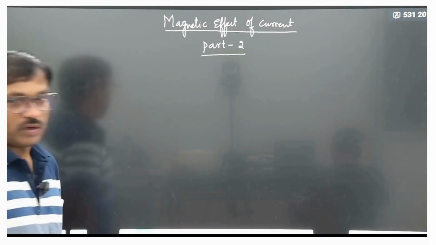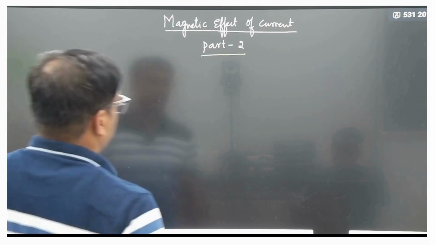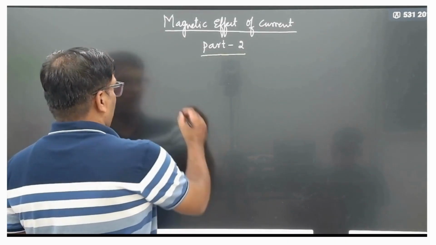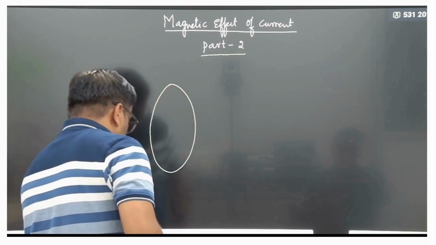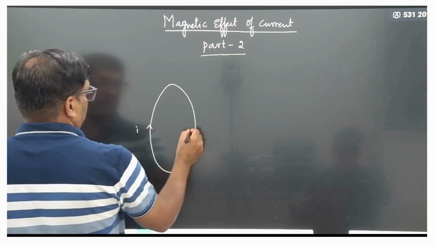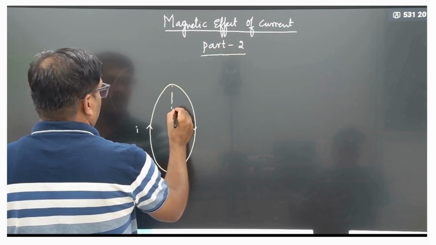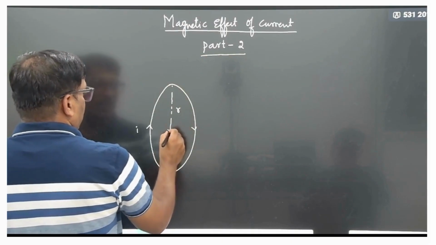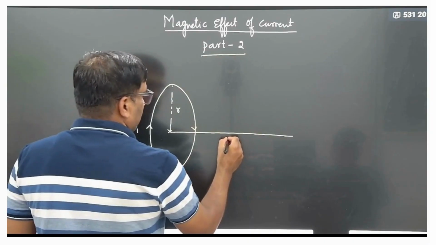Here we will do the magnetic field due to a current carrying circular coil. There is one circular coil with a current I flowing through it. This is the radius, and we want to calculate the magnetic field due to this current carrying circular coil at a certain distance x.